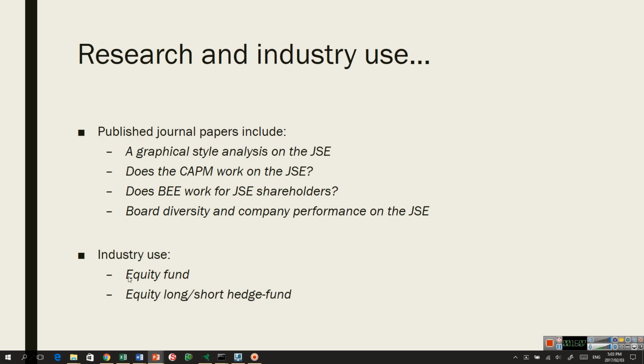We, in fact, run, or Chris does, an equity fund based on the styles that we know work. And Chris also runs a long-short equity hedge fund where we bet on the things we know work in the long portfolio, and we sell the things that we find don't work, the styles where there's a big difference between quintile 1 and quintile 5. So I hope that gives you some idea of how the style engine works and what it can do. Thank you very much.